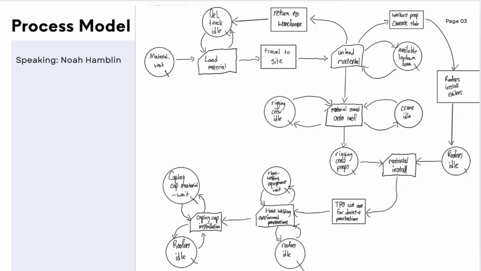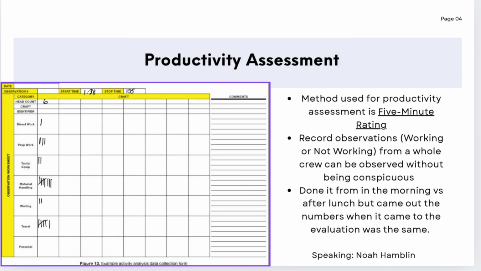And everywhere that this model says material, that just means either vapor barrier, insulation, or TPO. Otherwise, this process model would have been extremely long. And then our next slide is our productivity assessment, where we did the 5-minute rating. It was a crew of 6, and we basically noted that there was a lot of material handling and prep as opposed to direct work going on for the times that we visited this crew doing the work.